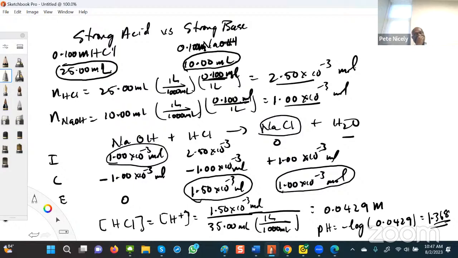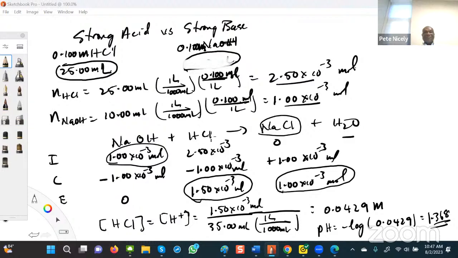Okay, so that's how you do that. Any questions about the setup, how we go through the steps? Any questions? Nope. Okay, now, this is after adding 10 mils. Now, let's say I were to change the 10 mils to 25 mils.